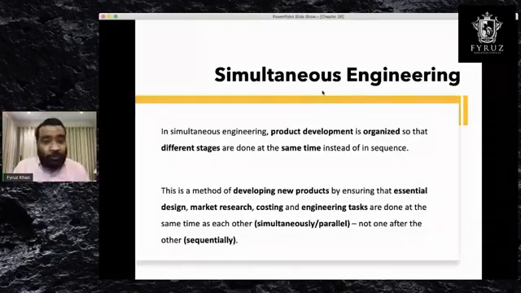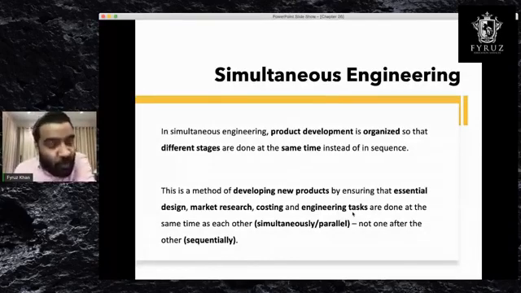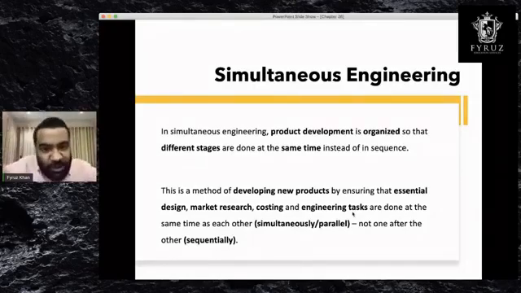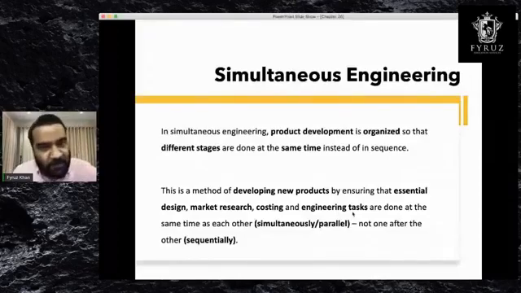Okay, so probably you will do design, you will do market research, you'll do costing, you'll do engineering task at the same time. You're not going to wait for everyone or for other departments. You will divide your work and you will do it at the same time, and that will save you a lot of time. That will save you a ton of time. Okay, so that is simultaneous engineering.